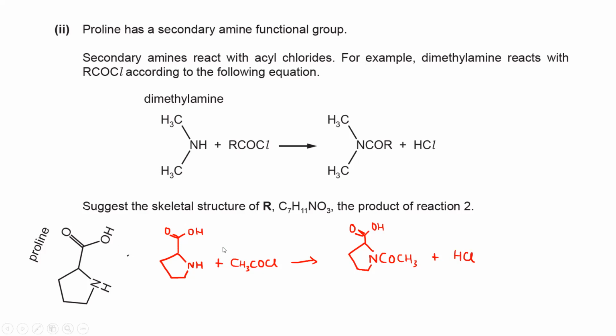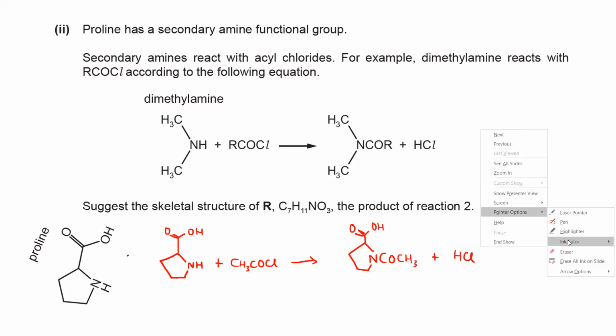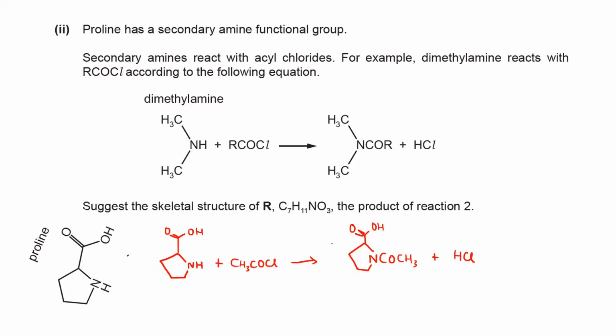But they want the skeletal structure of R. So let's convert this to a skeletal structure. Skeletal structure means you are not supposed to show the carbon skeleton together with the hydrogen. So let me use another color. Convert this to a skeletal structure. Of course, in the exam, you have to draw in the space given. Because I'm converting, I'm using an extra space here.